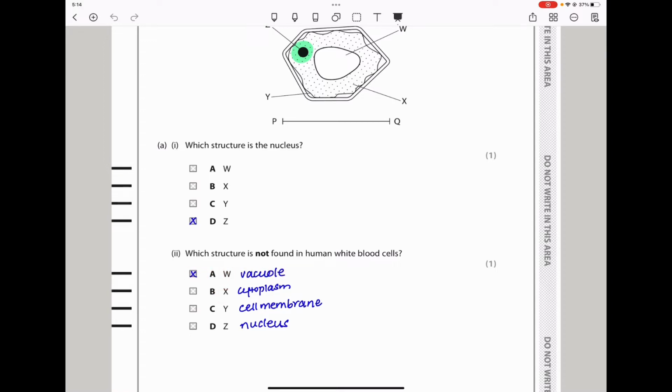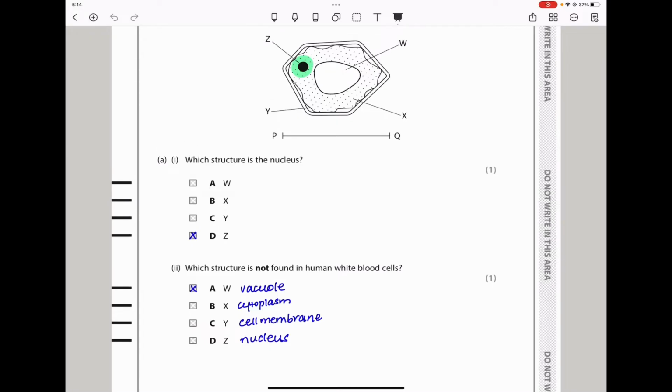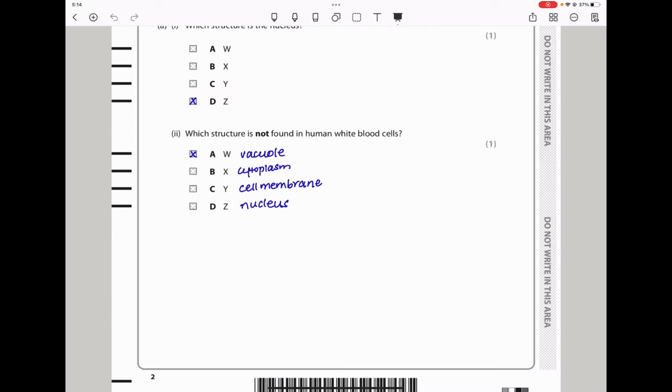Remember I said X is going to be the cytoplasm, as you can see, and then Y is a cell membrane, and Z is the nucleus. So the answer here should be an A.